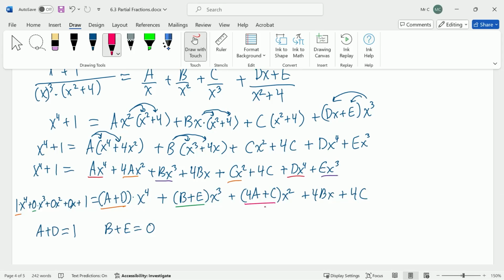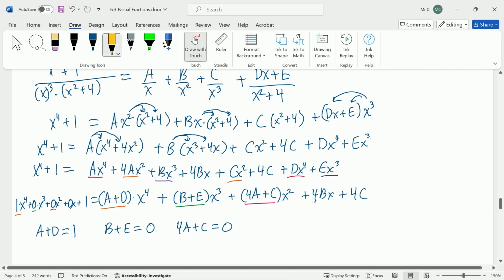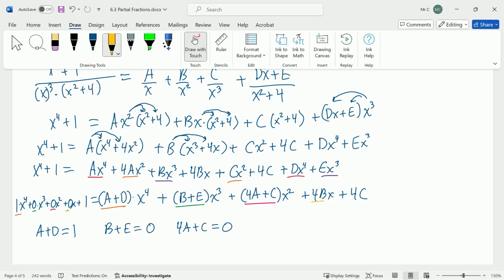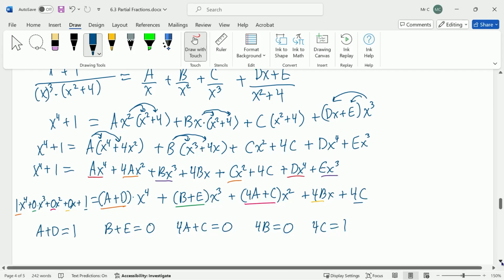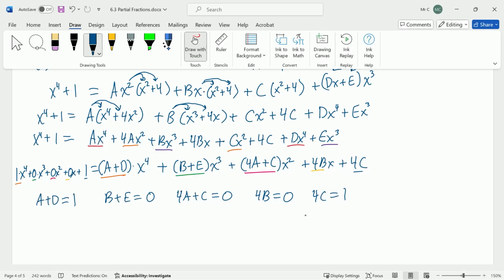And 4a plus c also has to be equal to 0. And 4b has to also be equal to 0. And lastly, 4c has to be equal to my constant, which is 1. And now we have a system of equations. We have 5 equations. We have 5 unknowns. So now we go through and solve them.